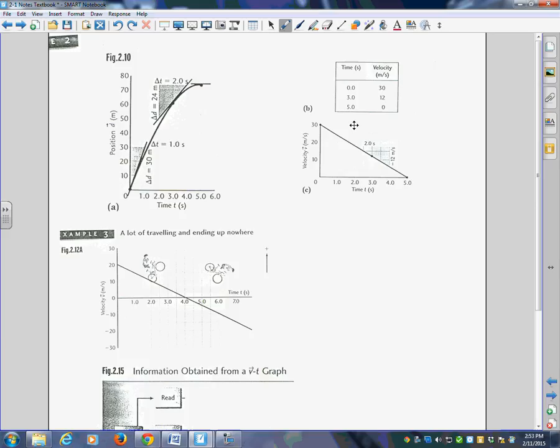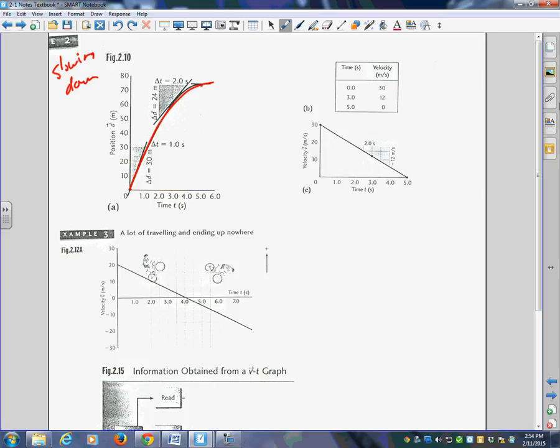Flip the page. What about when velocity and acceleration have different signs? Okay. This is a position time graph. It is getting flatter, right? See how it's getting flatter? This means that it's doing what? Slowing down, right? Getting flatter, slowing down.